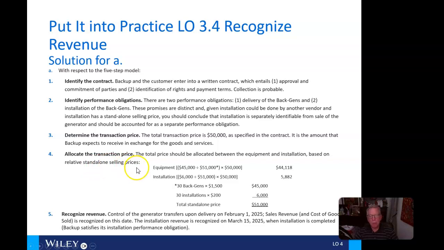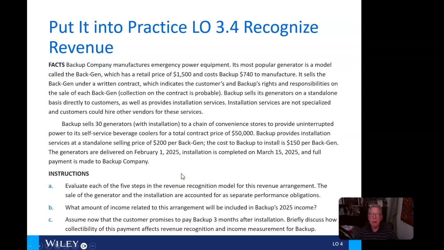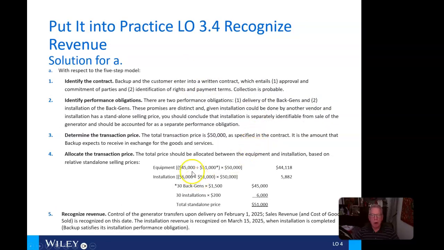The total price should be allocated between equipment and installation. So how do we do that? We take $45,000. Let's go back. Here's the 45. And we get that $45,000 by taking the 30 generators multiplied by their retail price of $1,500. Okay, that wasn't terribly obvious, I think.